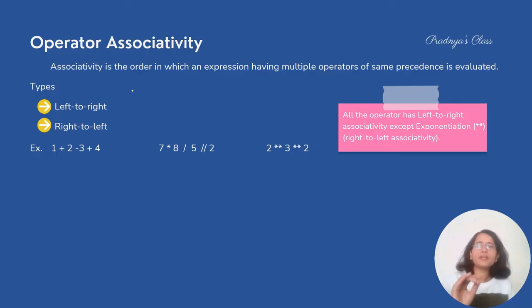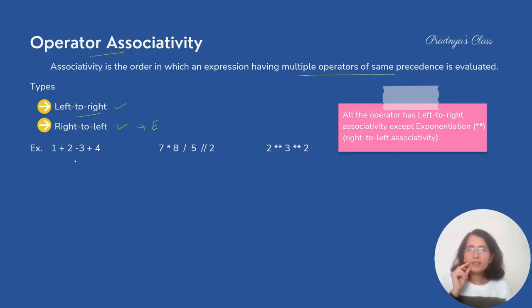One more concept related to operators is operator associativity. If we have multiple operators of the same precedence in an expression, then how will that get evaluated? Then we can apply the associativity concept on those operators. It says that if multiple operators of the same priority are there in the expression, they can be evaluated from left to right or from right to left. Most operators have this associativity, that is left to right, except the exponential operator. The exponential operator gets evaluated from right to left.